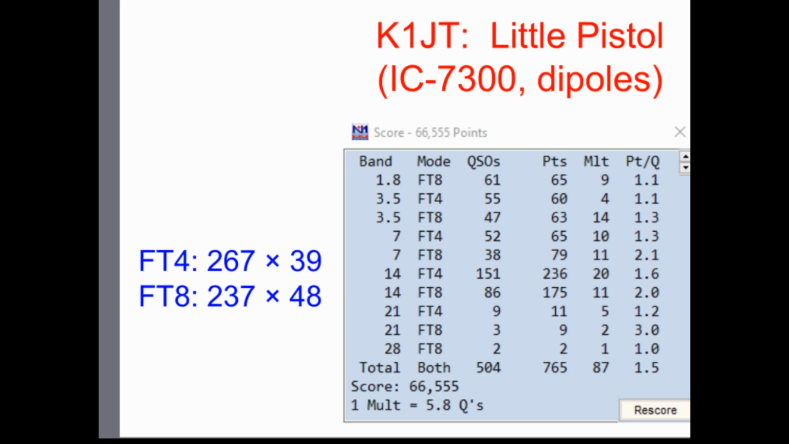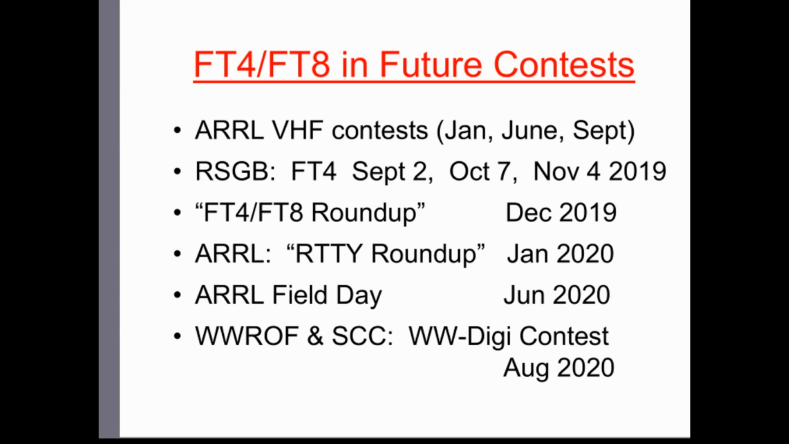Okay, what about future contests using these modes? We don't know quite how this may develop, but we do know that the ARRL VHF contests, 3 of them each year, will continue to support these. The Radio Society of Great Britain has introduced some FT4 contests. They're not of interest to us because at least the ones they've announced so far are on 80 meters and they're in the early evening in the UK, so it's the middle of the afternoon here, and we can't work the UK on 80 meters then.